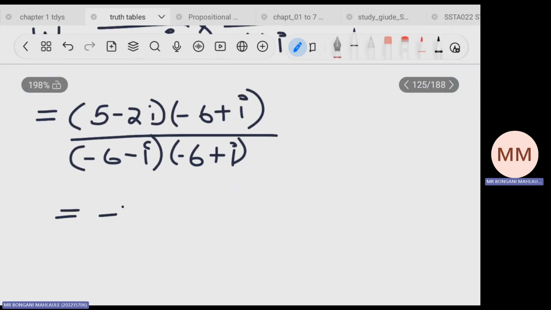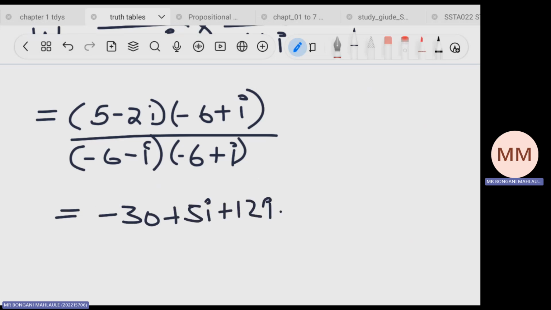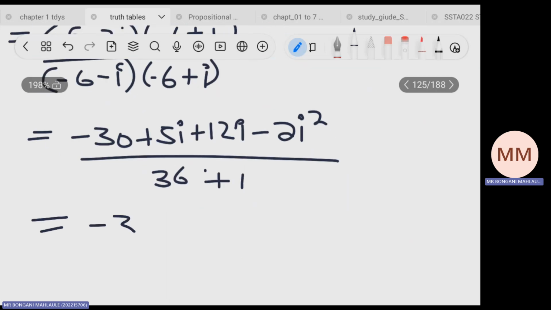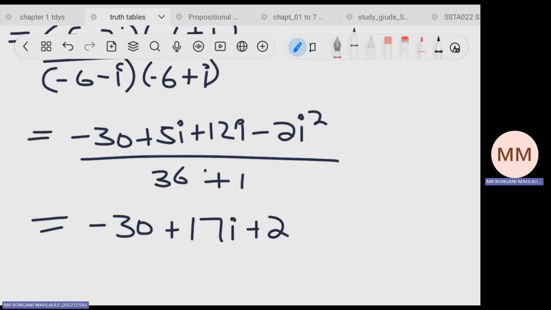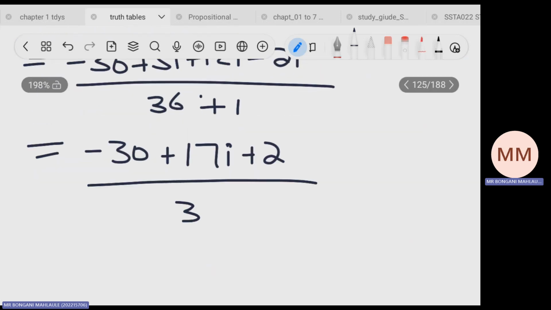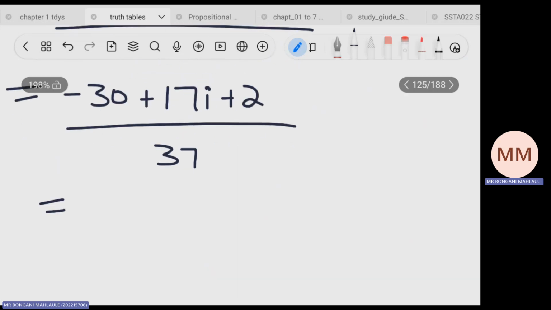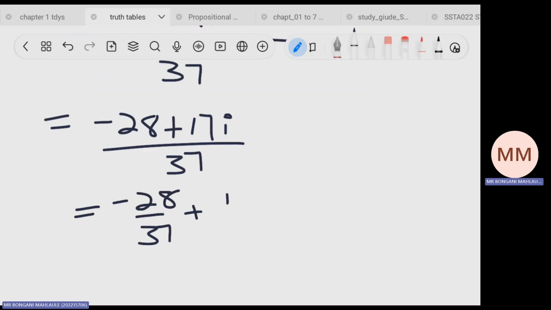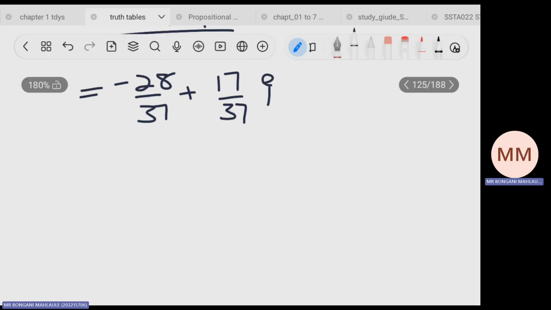So this will give us negative 30 plus 5i plus 12i minus 2i squared. After simplifying, here you'll have 36 plus 1, which will be 37. Then this will be 17i, this will be plus 2, all over 37. Then we can clearly see that you just have negative 28 plus 17i over 37. Then this will be negative 28 over 37, plus 17 over 37 i. Now we'll come to the next one.